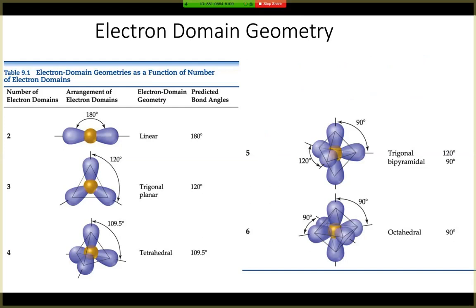You should already have a handout summarizing what the geometry is going to look like based on the number of electron domains around that center atom. If we have a center atom and there are only 2 electron domains, the electron clouds are negatively charged, so they repel each other. The way to alleviate that stress is to keep the electron domains as far apart as possible, and the furthest you can get away from something is a straight line. That's why we see a linear geometry.